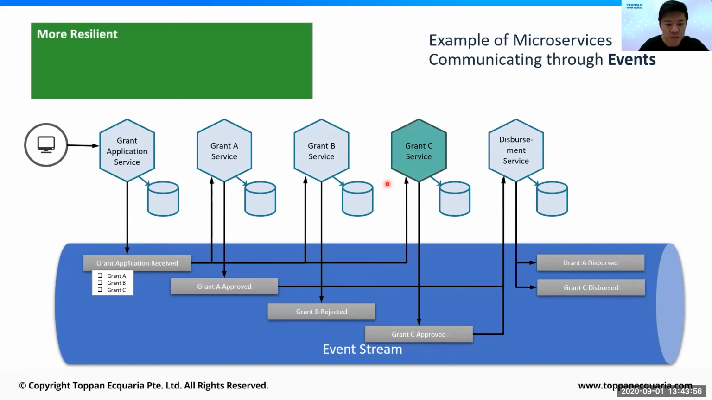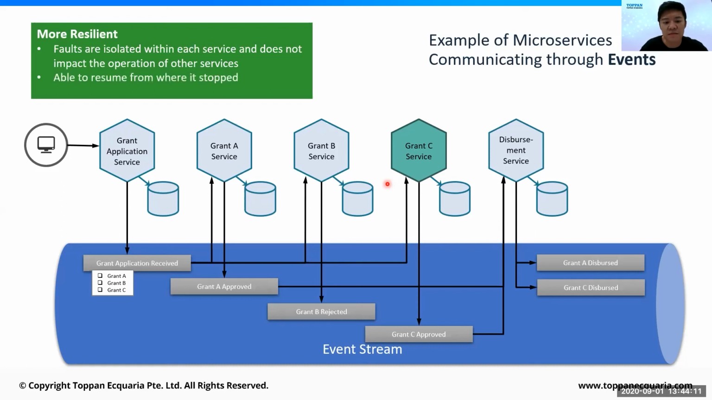From this example, we see how event-based microservices increase the resiliency of the system. Faults are isolated within each service, so when there's a fault in one service, it does not impact the operations of other services. And most importantly, when the service recovers, it's able to resume from where it stopped.